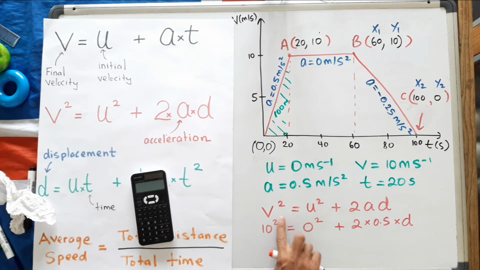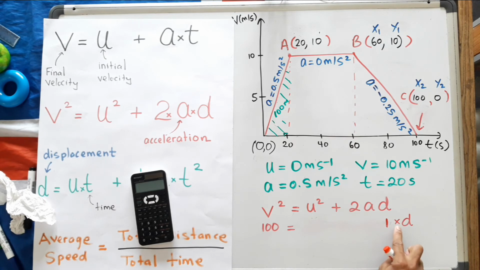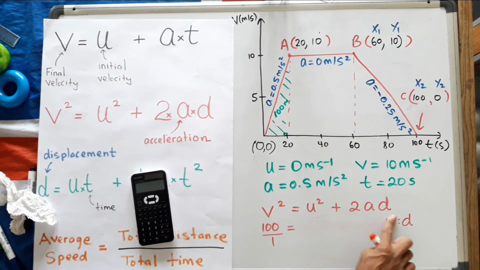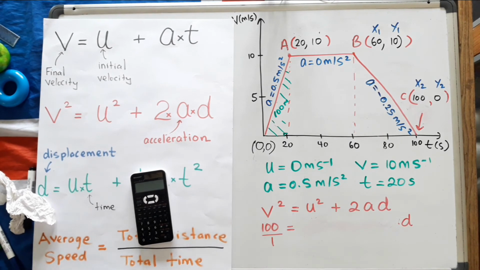10 squared is 100. 0 squared is 0. 2 by 0.5 is 1. The 1 is a multiply, so throw it across and you get a divide. You will get a distance of 100 divided by 1, which is 100. So the displacement was 100 meters.